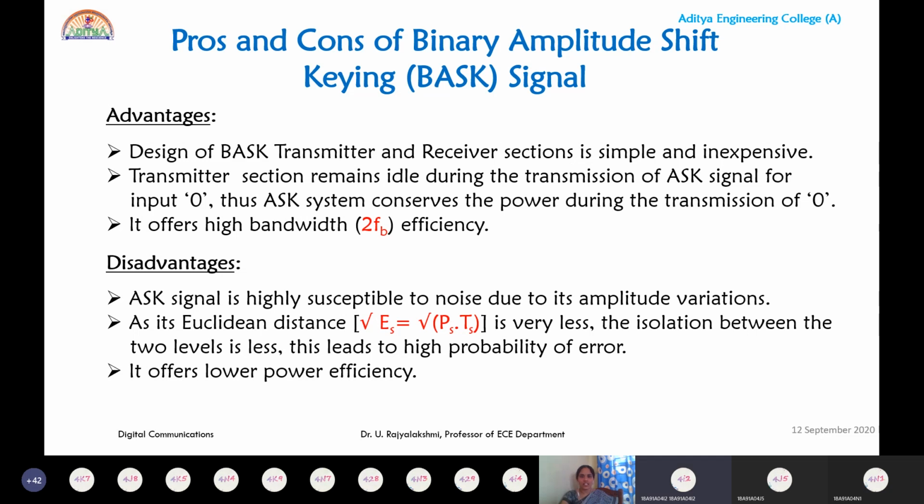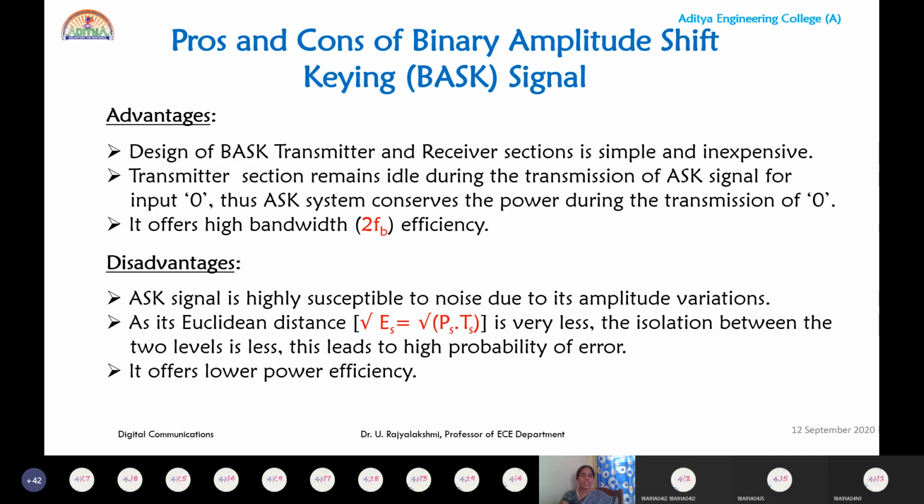In this slide, you can see the advantages and disadvantages of binary ASK signal. Please observe the advantages. Here the circuit is simple and inexpensive. And the transmitter section remains idle during the transmission of the ASK signal for input 0.